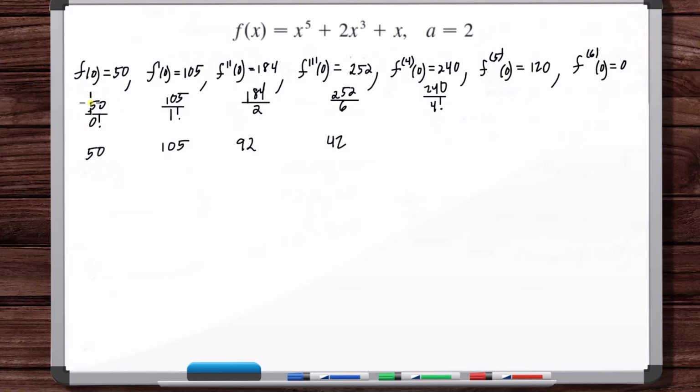So yeah, remember, c sub n is the nth derivative evaluated at 2 divided by n factorial. This is the nth derivative. And so we're dividing by 0 factorial, 1 factorial, 2 factorial, etc. Okay, 4 times 3 is 12. 12 times 2 is 24. 240 divided by 24 is 10. Okay, 120 divided by 5 factorial. So 60.